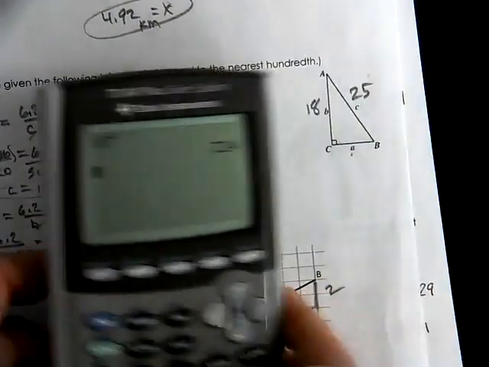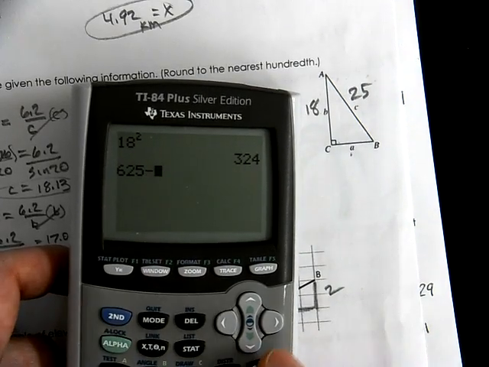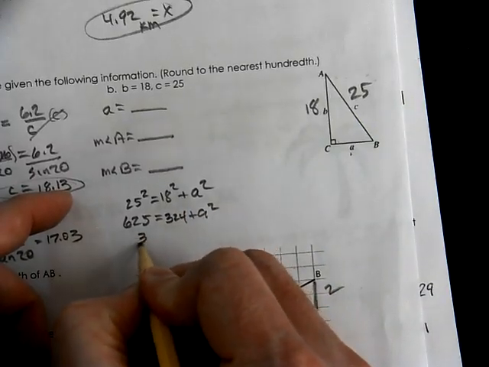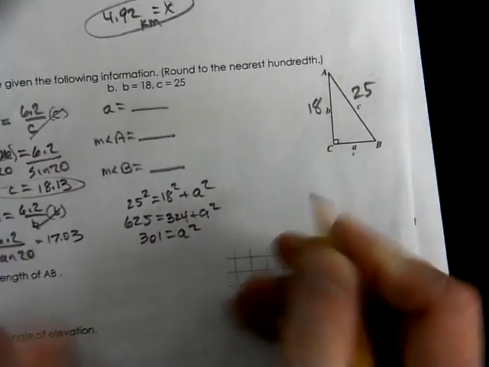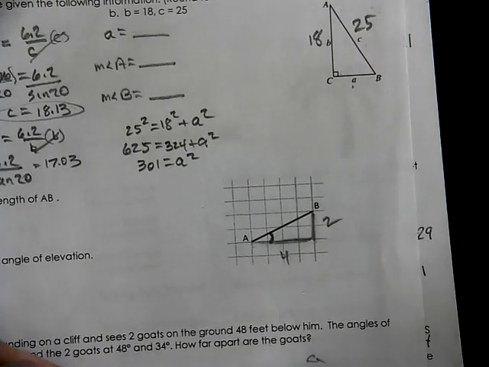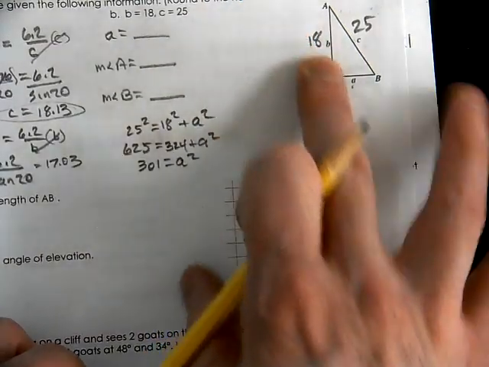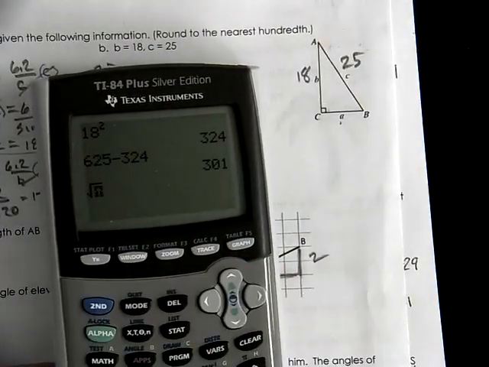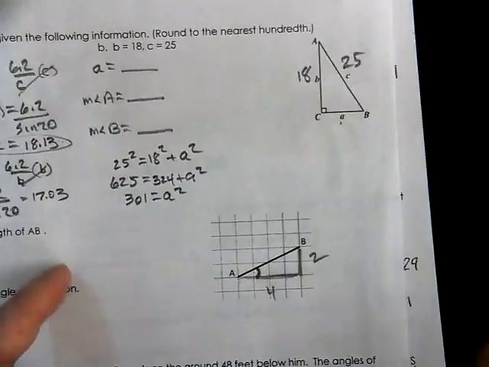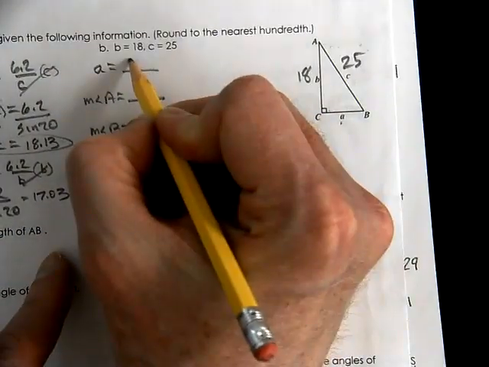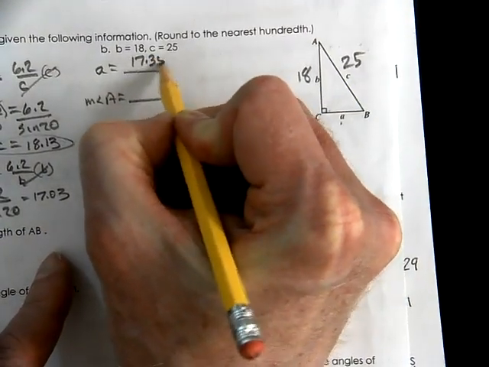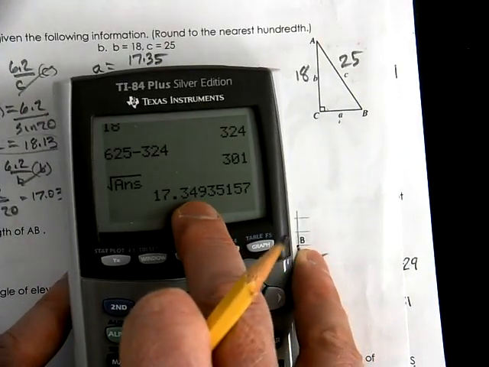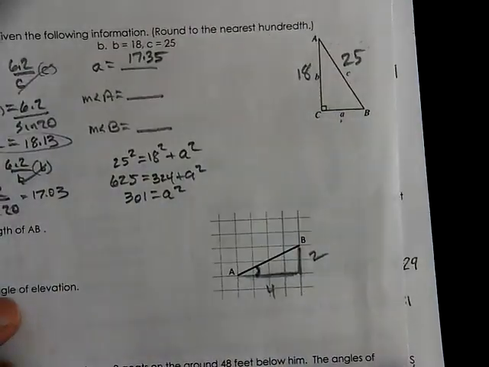Always safe to check. So we take our 625 and minus our 324, 301. Well, that's not a perfect square. Okay. We're rounding to the nearest hundredth. It's right there. So we can do decimals here. It doesn't have to be exact. So we get A to be 17.35. We round that number up because the third number is 5 or bigger.